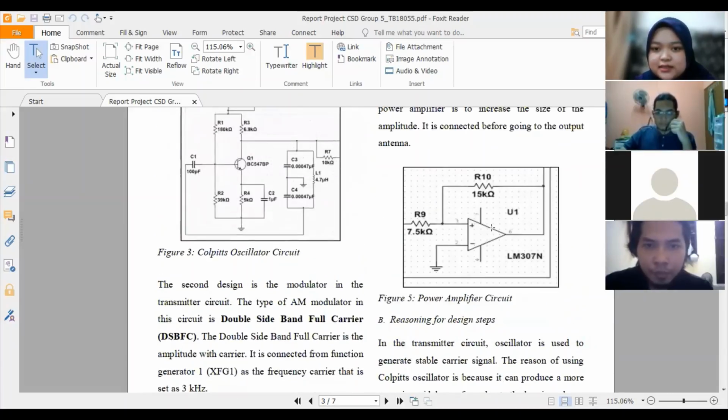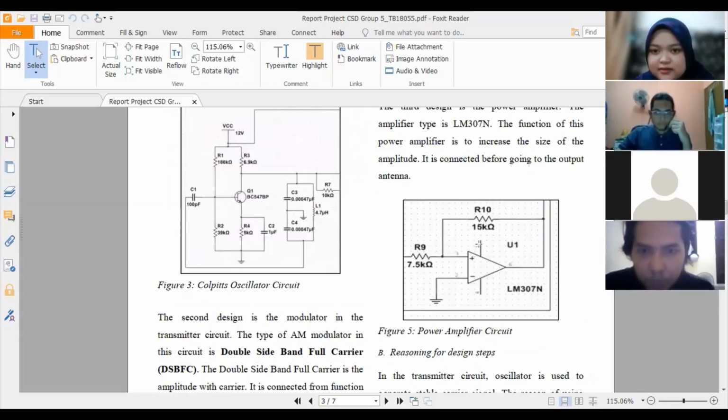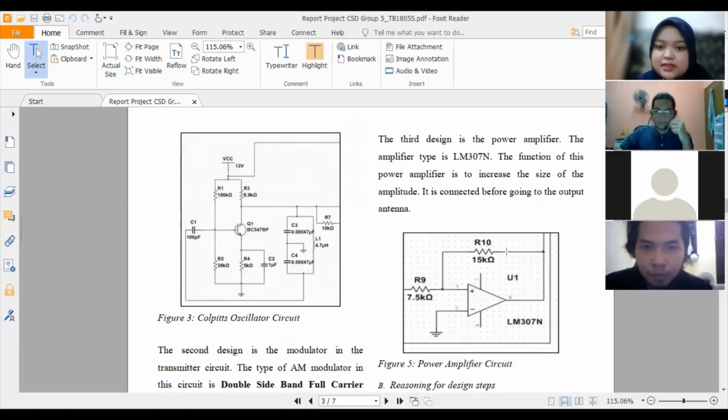Design number 3 is the amplifier. The type of amplifier that we use is LM307N. The function of this power amplifier is to increase the size of the amplitude.